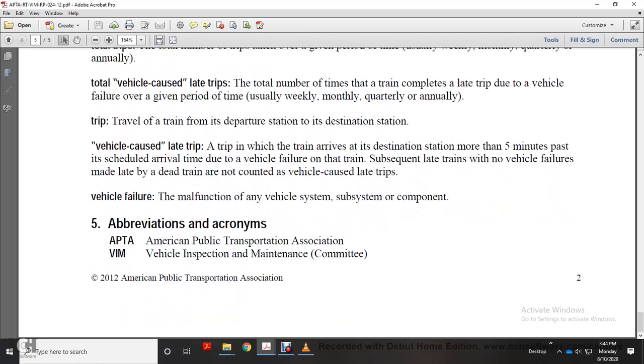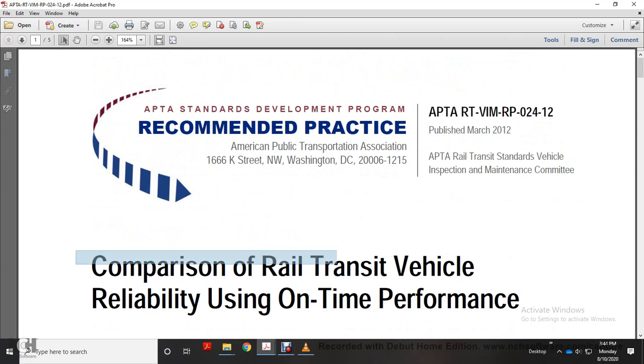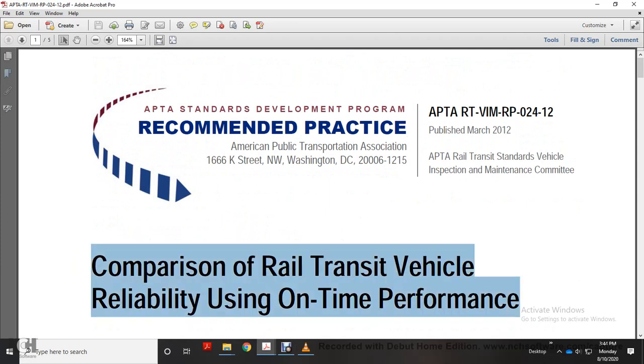And VIM stands for Vehicle Inspection Maintenance. And that was your comparison of rail transit vehicle reliability using on-time performance.